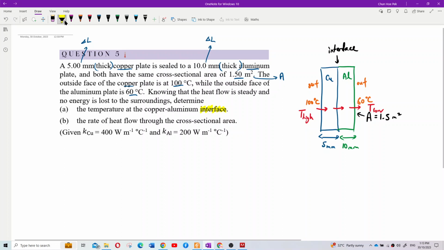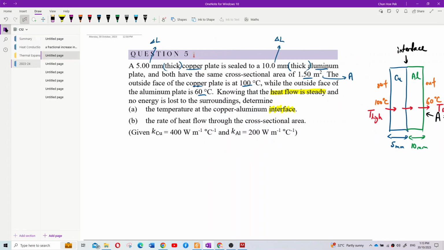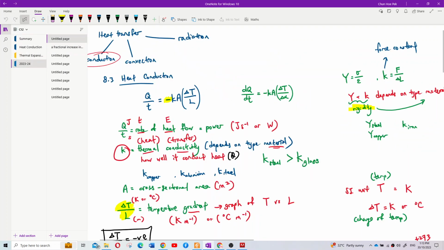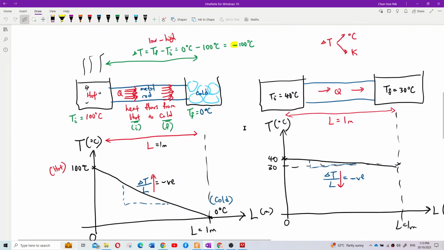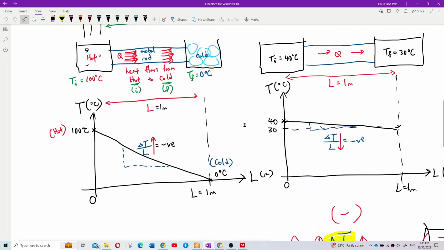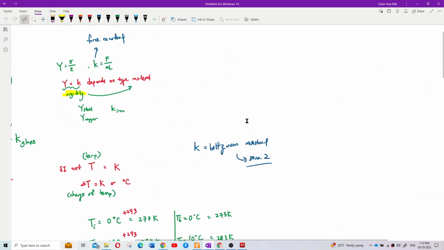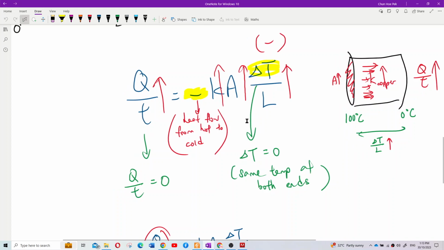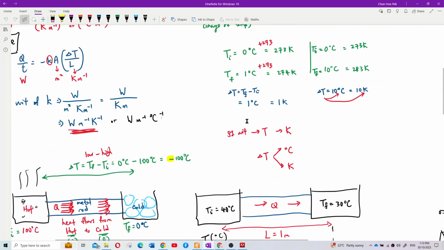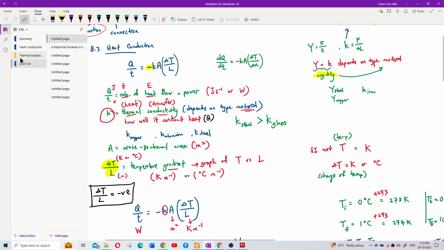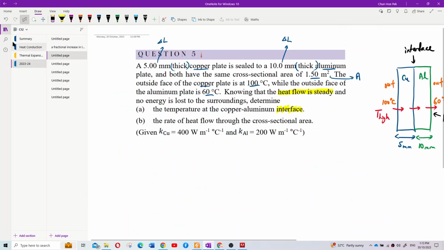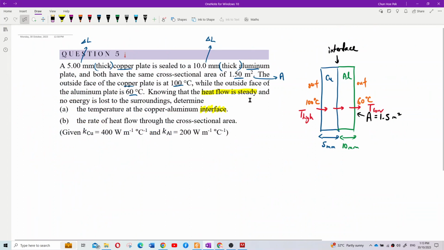Here you can see he says heat flow is steady. What do you understand about heat flow is steady? Do you remember what I mentioned about steady heat flow? Steady heat flow means what? Did I mention anything about steady heat flow? Maybe you forgot already. Never mind.